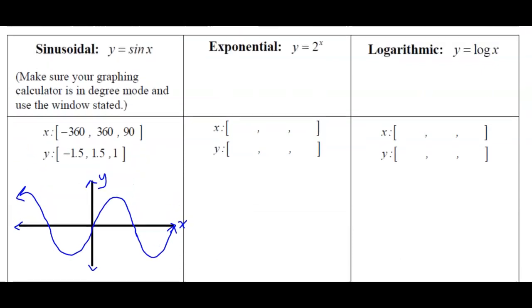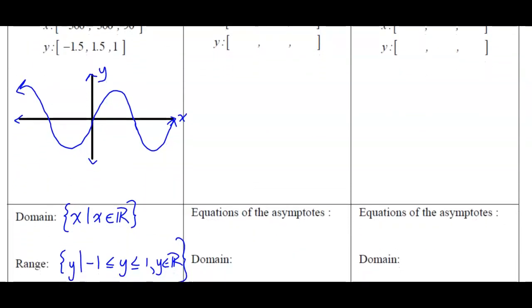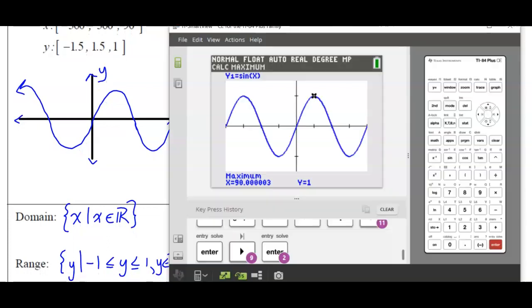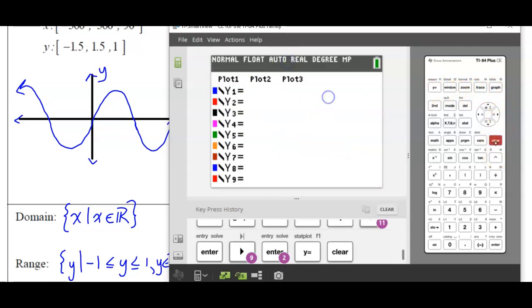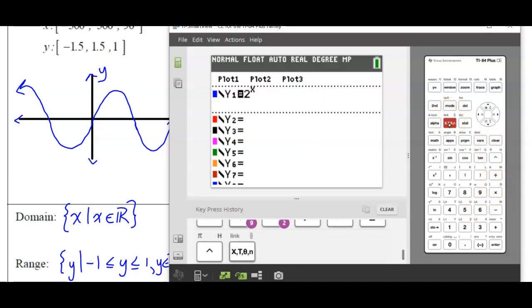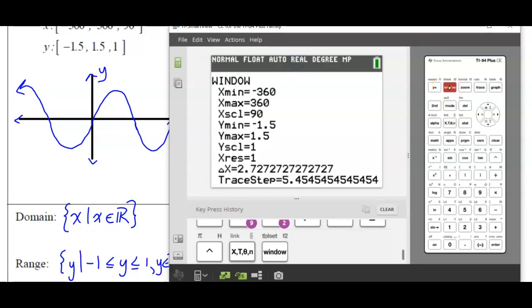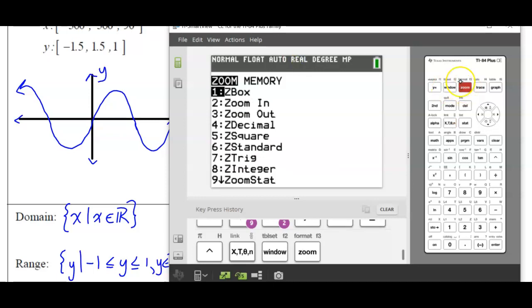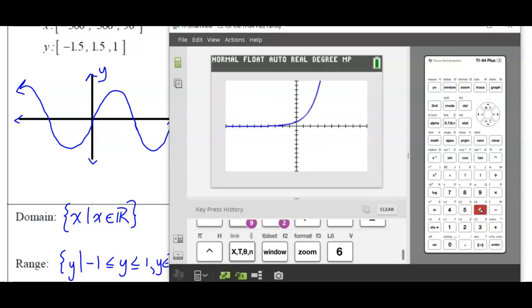Next one we're going to look at is exponential, okay, with a base of 2. So you get out your calculator. Let's go to your y equals and clear off sine of x. And we're going to go 2 to the exponent x. Now we're going to want to change our window setting. So go to your window and let's just start with a standard screen. So zoom, Z standard is 6, and it will graph right away.